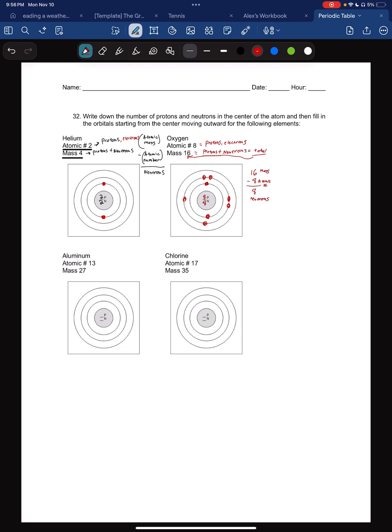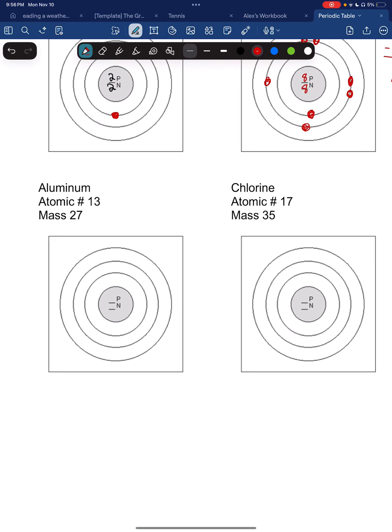Now, aluminum, again, it tells you how many protons and electrons is your atomic number. So I'm going to write 13 for protons. Your mass, 27 minus 13. 7 minus 3 is 4, 2 minus 1 is 1, so you should have 14 neutrons. Then again, now we're going to start filling in our orbitals.